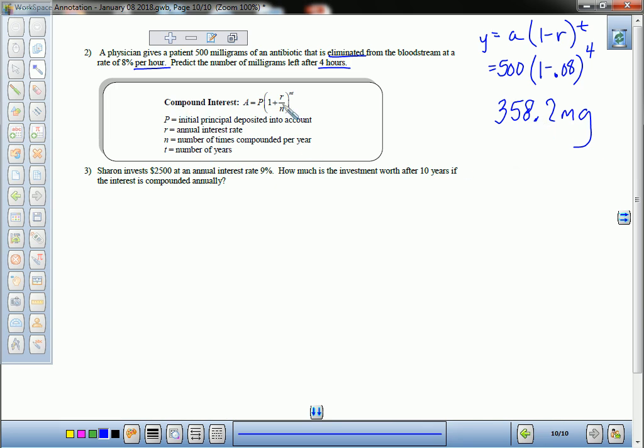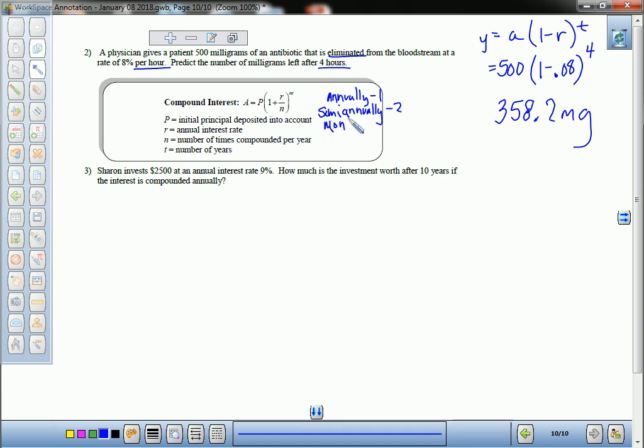Number 3 reminds us of our compound interest formula. And we also studied this in Algebra 1. So this is our compound interest formula where P represents that original amount, R is the interest rate written as a decimal, N is the number of times it's compounded per year. So if we saw words like annually, annually happens once a year. Semi-annually happens twice a year. So that would be a 2.